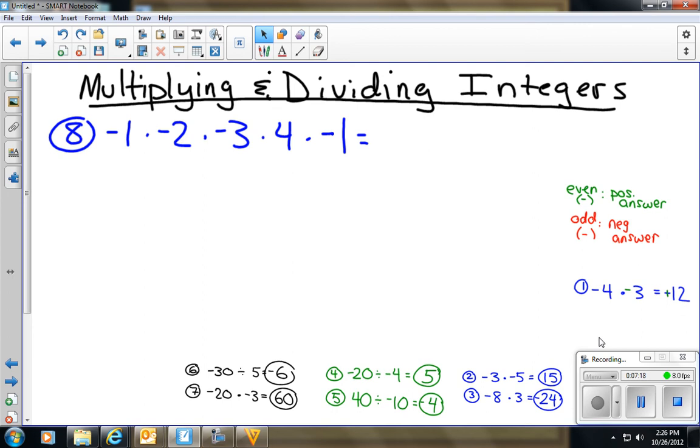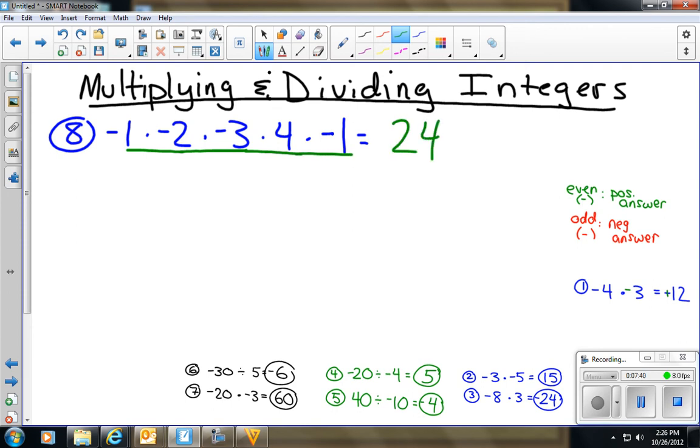Well, what I would suggest doing is ignore the negative signs right now. We're not even going to worry about the negative signs. We're just going to go through and we'll say, well, 1 times 2 is 2. 2 times 3 is 6. 6 times 4 is 24. 24 times 1 is 24. So we've got our 24.